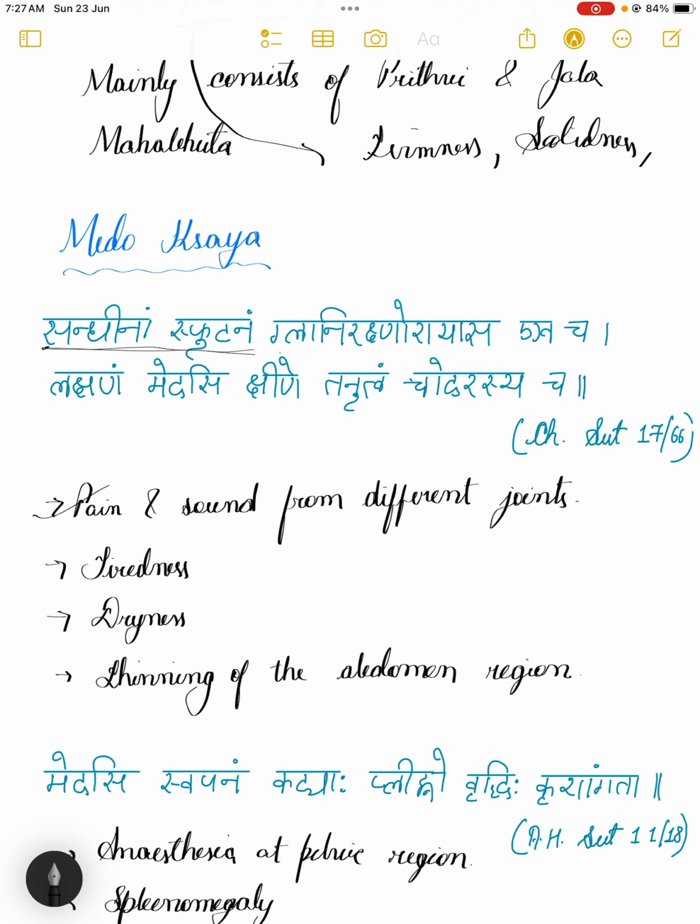Next we have Glani. Glani means tiredness. You will be feeling tired. Rakshana means Rukshata, which is roughness. And Lakshanang Medasi Kshine Cha Udarasya.